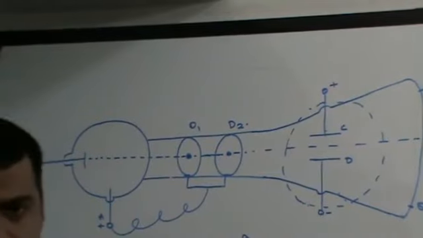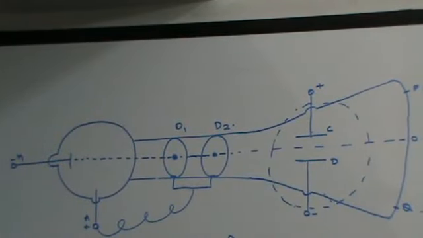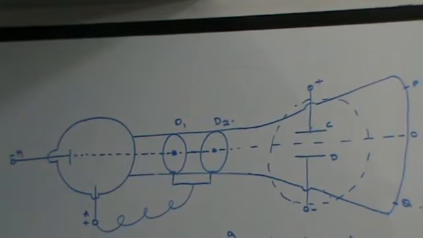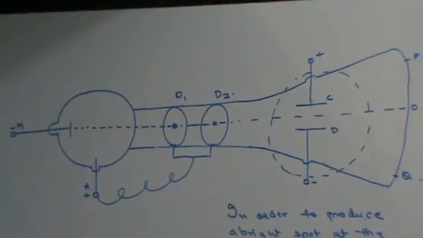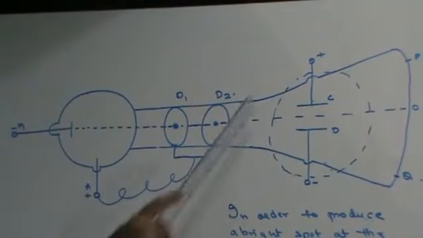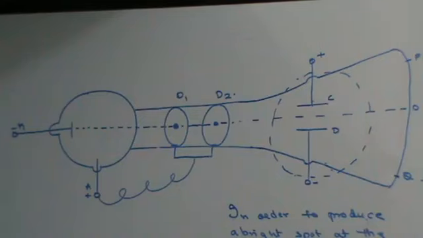Now once you've done this, C and D are two metal plates through which the beam passes. C is connected to a positive terminal.